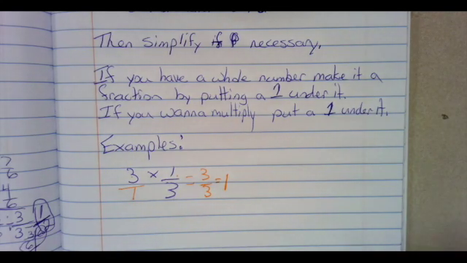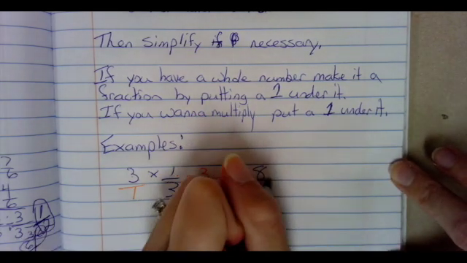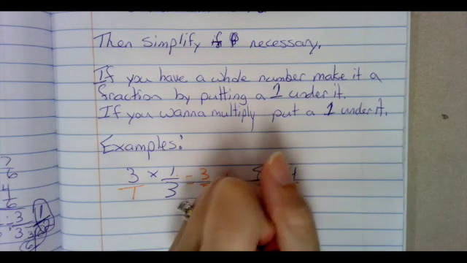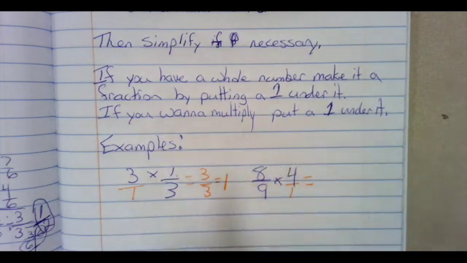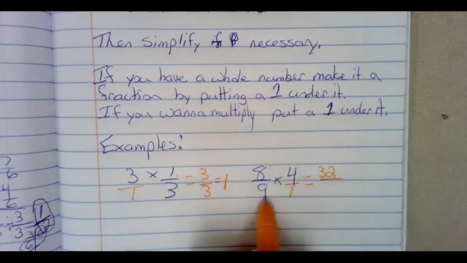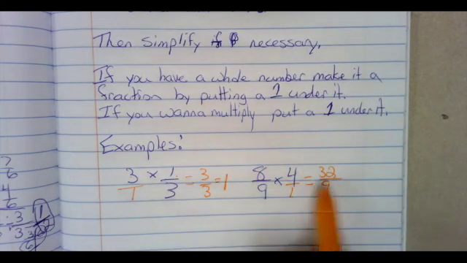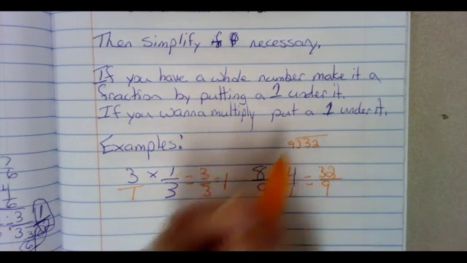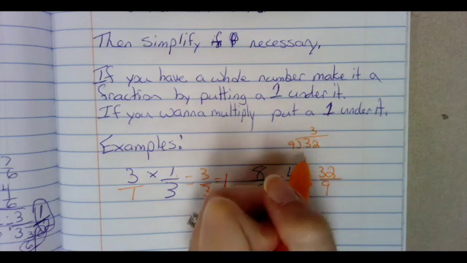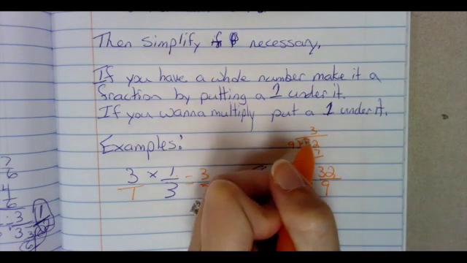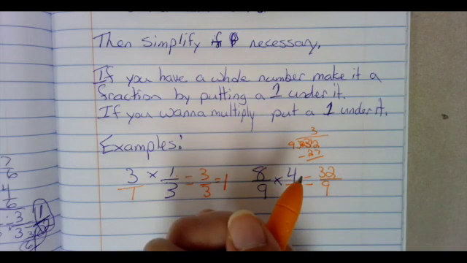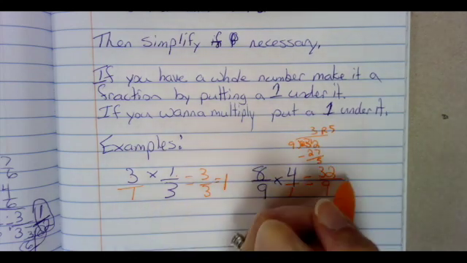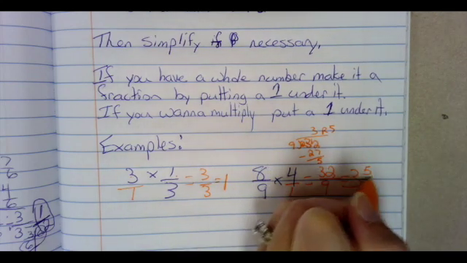All right, let's look at the next example. 8/9 times 4. If you want to multiply, put a 1 under it. 8 times 4 is 32. 9 times 1 is 9. It's an improper fraction, so I'm going to put the top in the box. 32 divided by 9. That's going to be 3. I regroup. 5, and that's just 5, remainder 5. So that is 3 and 5/9.